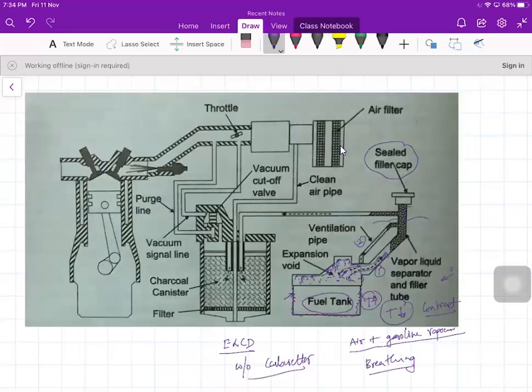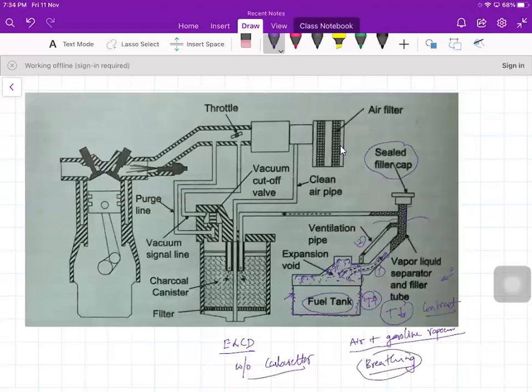Okay. Now once it gets contract, what happens? There is more space inside the tank, right? Now what happens? The air enters the tank from the atmosphere and then ventilates it. Okay, so this process itself we call breathing.